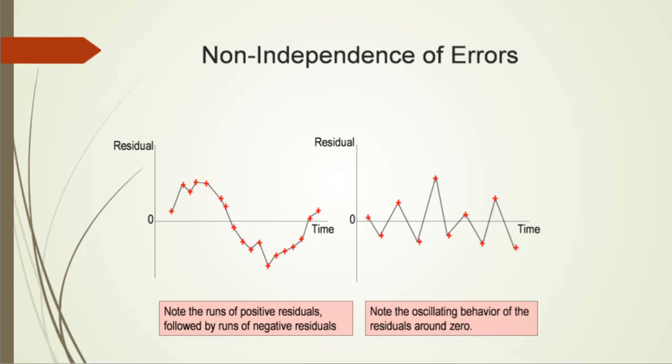These are some examples when the independence assumption is not valid. For example, in the first one, the residuals are not independent from each other because there are runs of positive residuals followed by runs of negative residuals. On the second plot, we can also see there is some kind of oscillating behavior of the residuals around 0. So in both scenarios, the independence assumption is not valid.